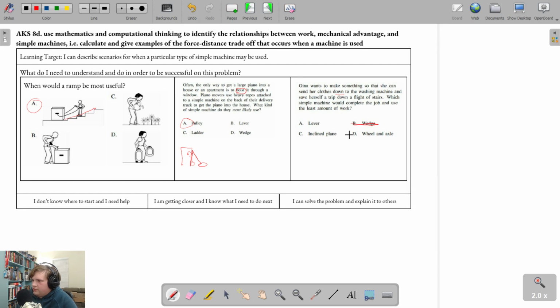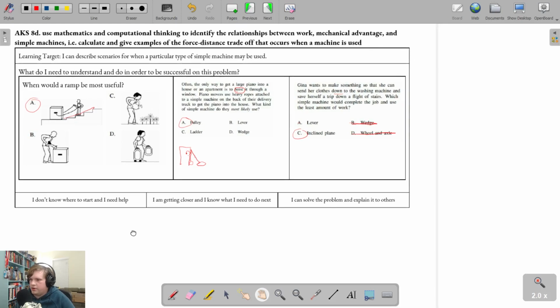Oh, wheel and axle is not super good at changing elevation. That's also out. Here we have a lever or an inclined plane. Okay. A lever is either used to lift a heavy object or to close and pick something up. So that one's probably out, and I'm left with an inclined plane. Okay, if she just had a nice little inclined plane going down, she could throw her clothes and it would slide all the way down like a little kid at a playground.